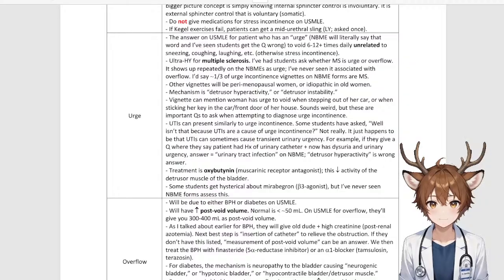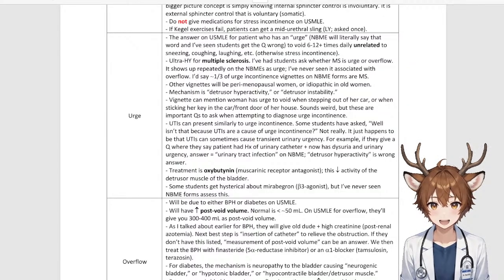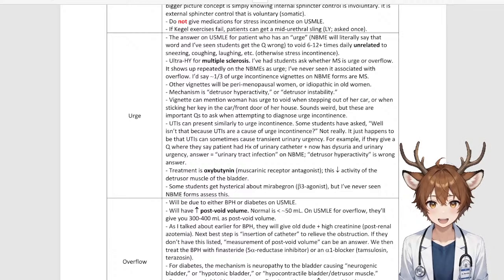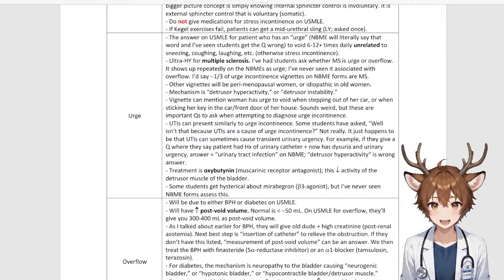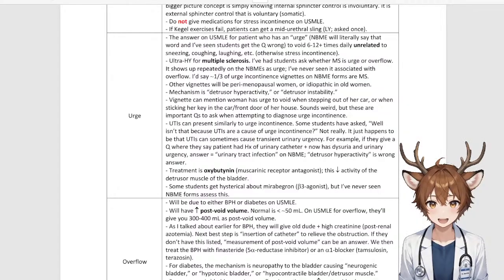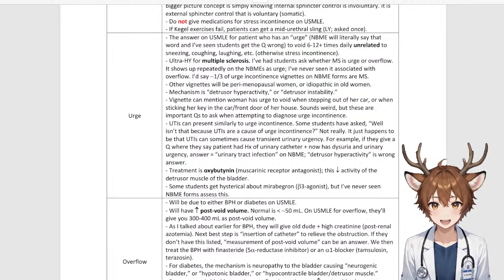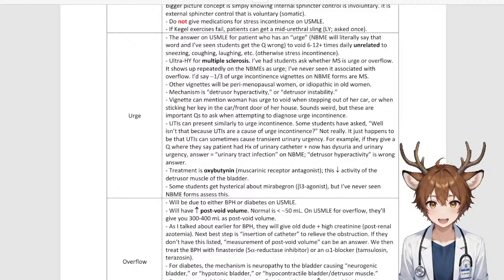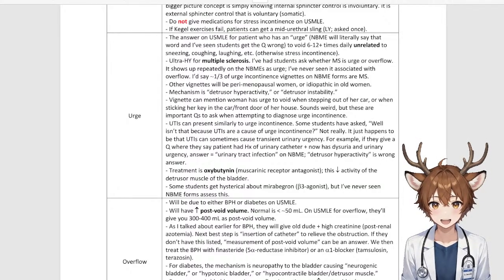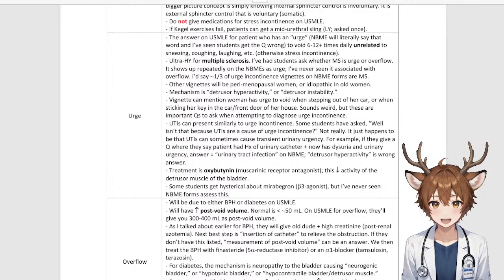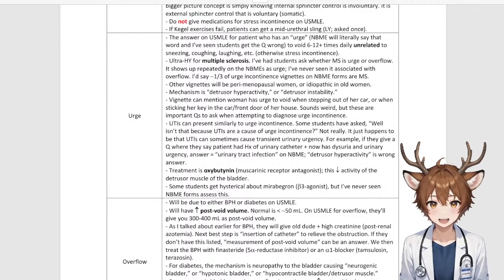Urge. The answer on USMLE for a patient who has an urge, NBME will literally say the word, I've seen students get the question wrong, to void 6 to 12 times daily unrelated to sneezing, coughing, laughing, etc., otherwise stress incontinence. Ultra high yield for multiple sclerosis. I've had students ask whether multiple sclerosis is urge or overflow. It shows up repeatedly on NBME as urge. I've never seen it associated with overflow, so it's urge for MS.